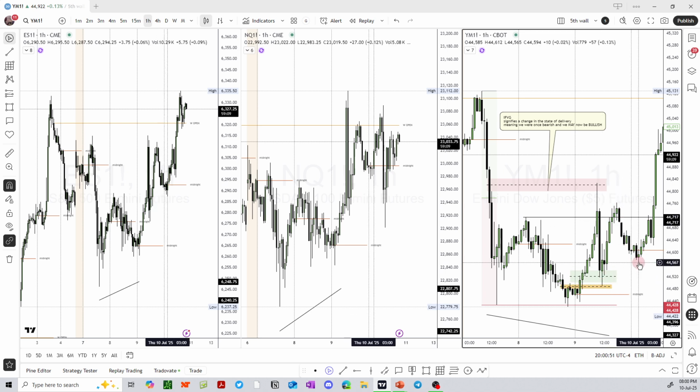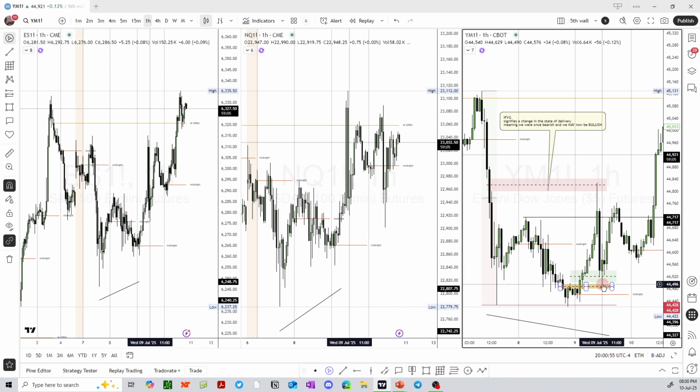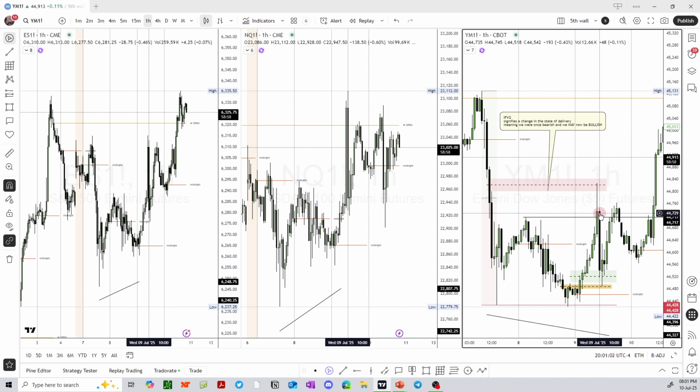That would be during the London session, right? And London kill zone. This entry here would be pretty much at the end of your silver bullet. So your 10 o'clock silver bullet would be after a run on stops.